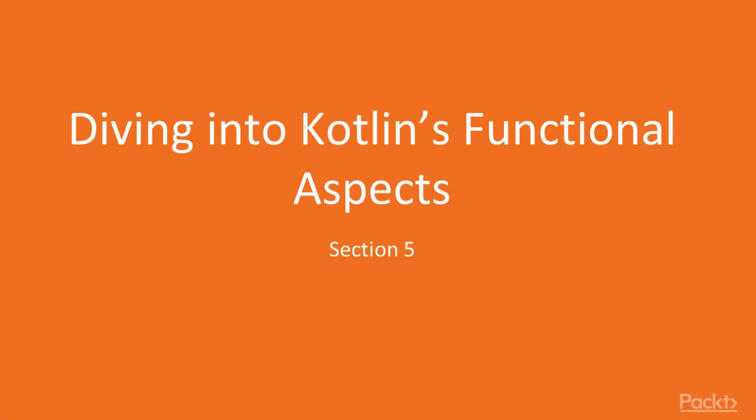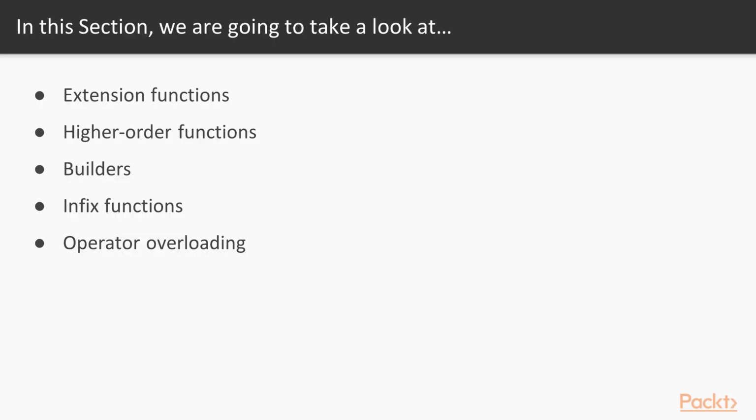Let's dive into Kotlin's functional aspects. In this section, you'll learn about extension functions and extension values. These are incredibly handy constructs that allow you to, at least by appearance, add new functions, values, and variables to existing classes. Higher order functions are functions that accept other functions as parameters.